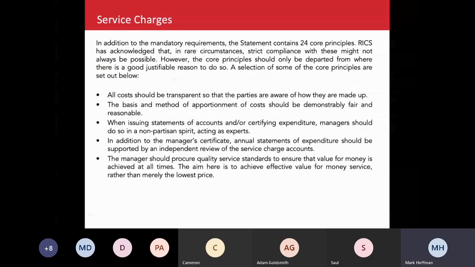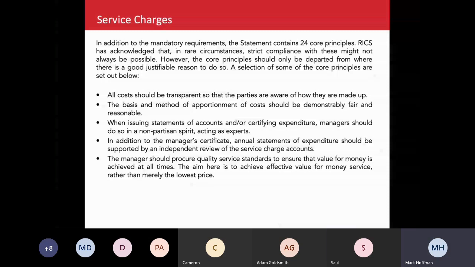So in addition to the mandatory requirements, the statement contains 24 core principles. The RICS has acknowledged that in rare circumstances, strict compliance with these might not always be possible. However, the core principles should only be departed from for a good, justifiable reason. A selection of some of the core principles are set out below.